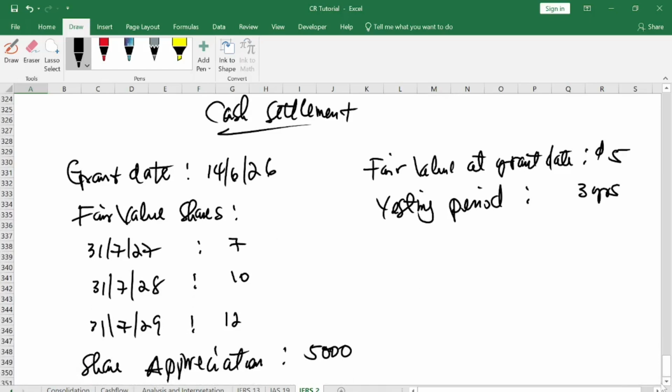So how do you handle something like this when you are confronted with a question? This is cash settlement. So how do you deal with an issue like this? You see that they're giving you the fair value at grant date to be 5, they're giving you the fair value of shares at the end of each accounting year, and they're giving you share appreciation. So how do you deal with it?